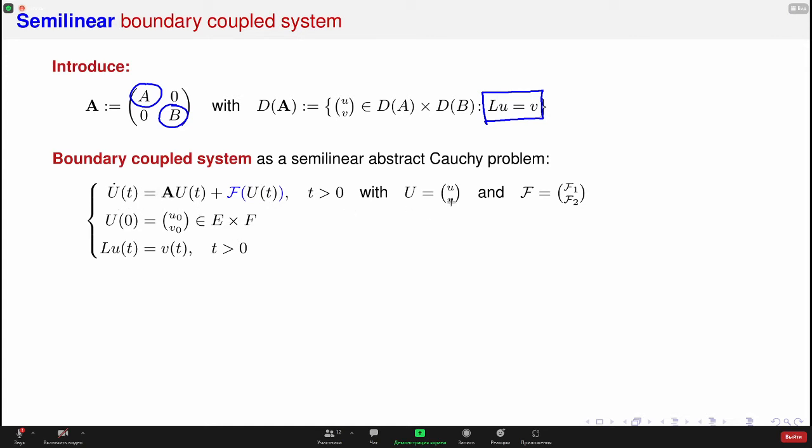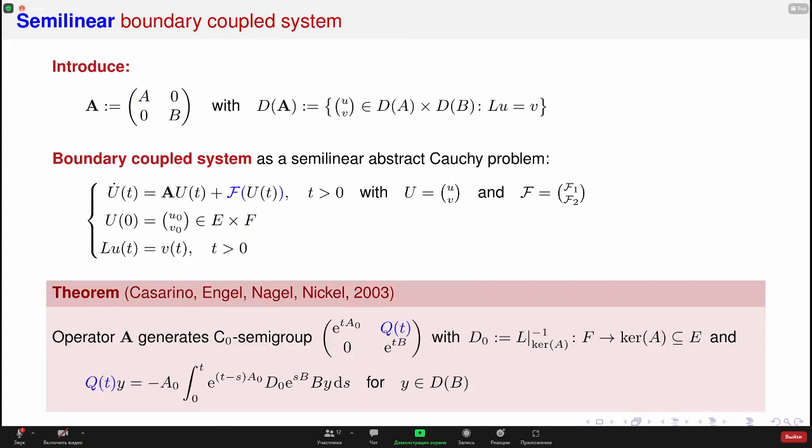So here U is of course the vector valued function (u, v), and F is (F1, F2), and then here we have this operator matrix and the semilinear function. And the initial datum of course consists of the two initial data. Then we have this theorem stated in 2003 by Casalino, Engel, Nagel, and Nickel, who said that operator A generates a C0 semigroup, which has this form here.